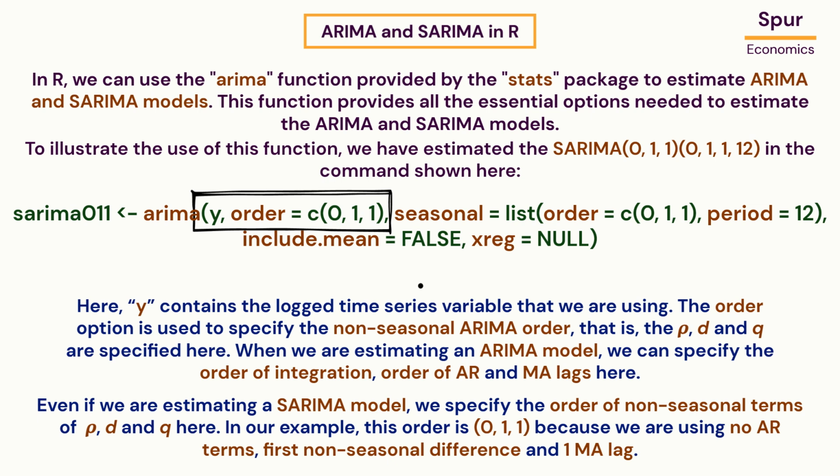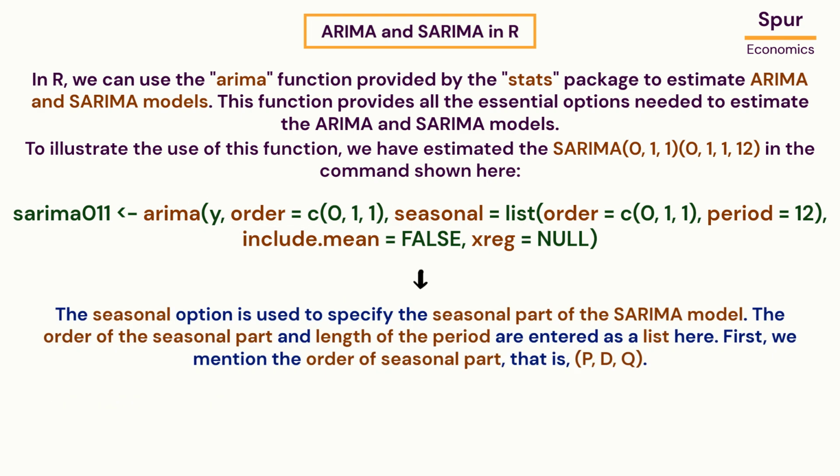In our example, this order is 0, 1, 1 because we are using no AR terms, first non-seasonal difference, and 1 MA lag. The seasonal option is used to specify the seasonal part of the SARIMA model. The order of the seasonal part and length of the period are entered as a list here.